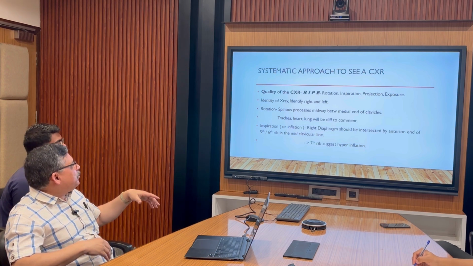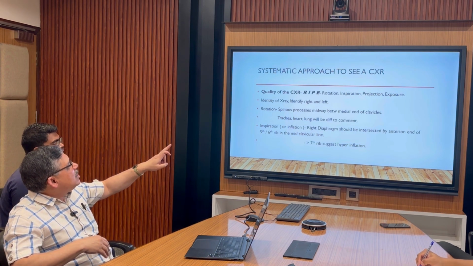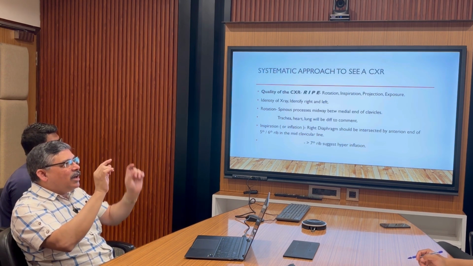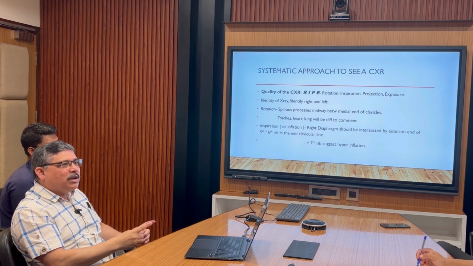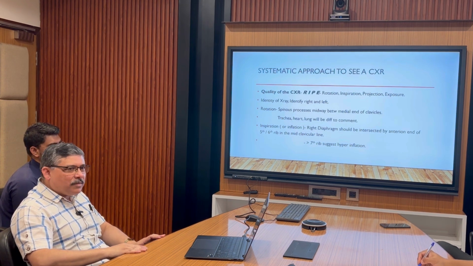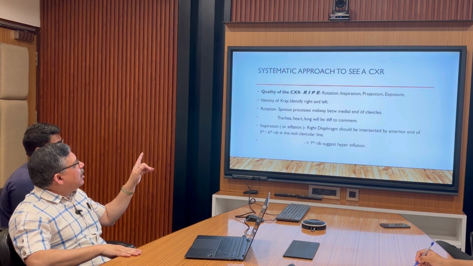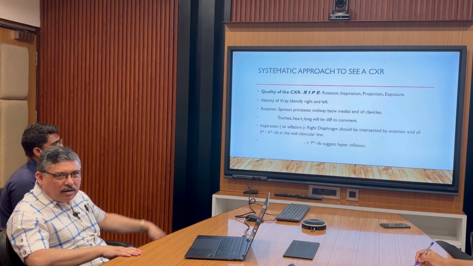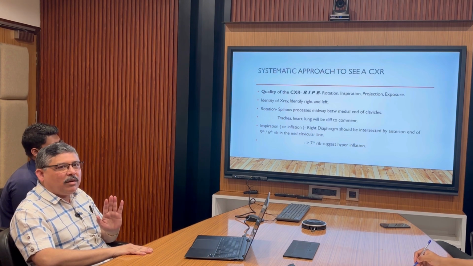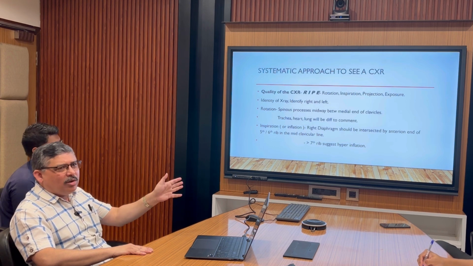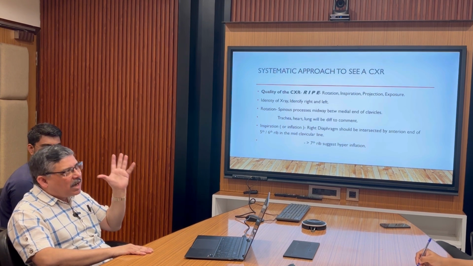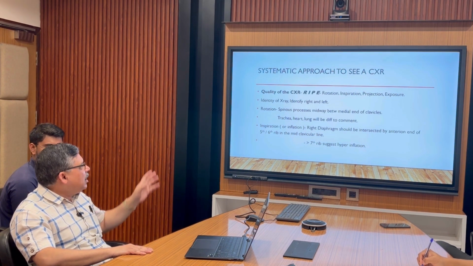Definitely yes. Rotation can be seen by the spinous processes being midway between the medial ends of the clavicles. So you will identify the clavicles; the spinous processes of the vertebra should be at the midline, equidistant from the ends of the clavicles. This is how you see the rotation. The trachea, heart and lung will be difficult to comment on in a rotated film. You can make out shadows in the lung, but you will not be able to comment on the tracheal position, the position of the heart, the cardiac size; everything goes haywire in a rotated film.